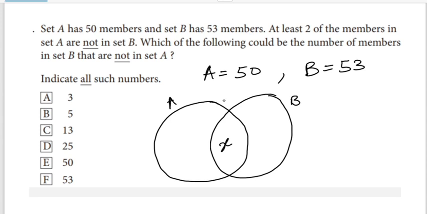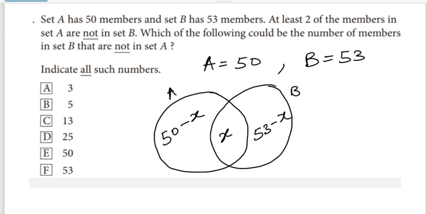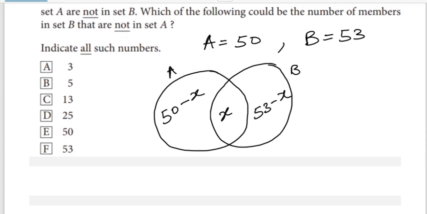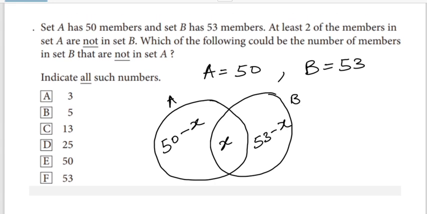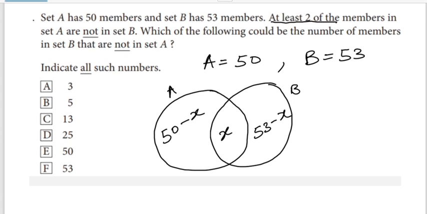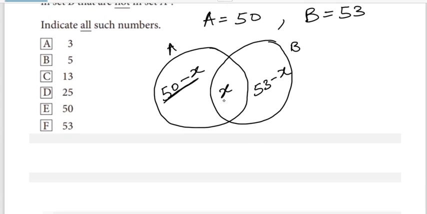That means what will be left in A is 50 minus X, and for B it will be 53 minus X. Okay, but we already know that 50 minus X cannot be less than 2. It is stated here, at least 2. 2 of the members in A are not in B, so at least this number can only be 2 and more, right? I mean, this number here can only be 2 and more, but it can't be less than 2.